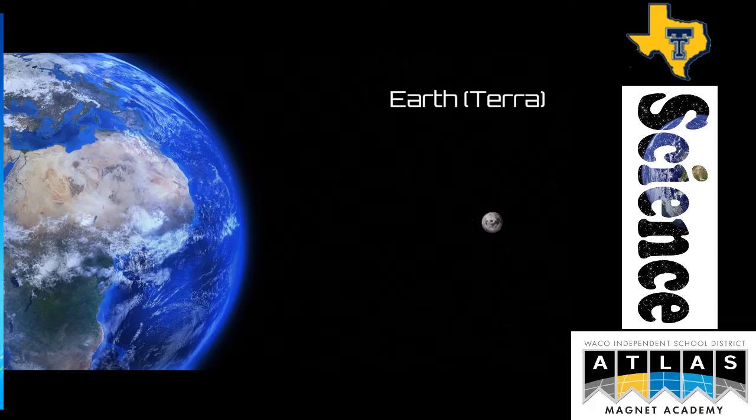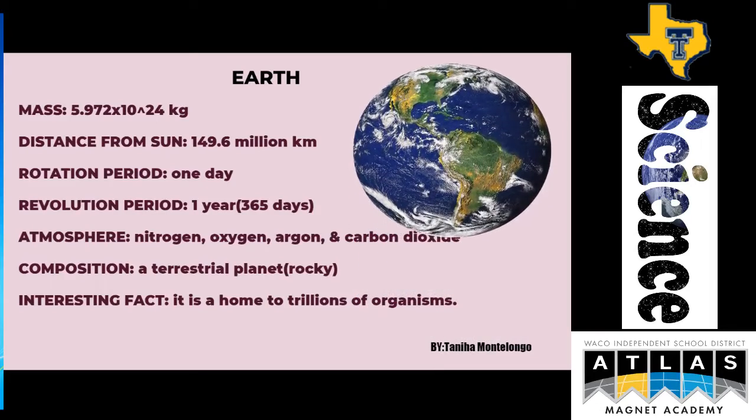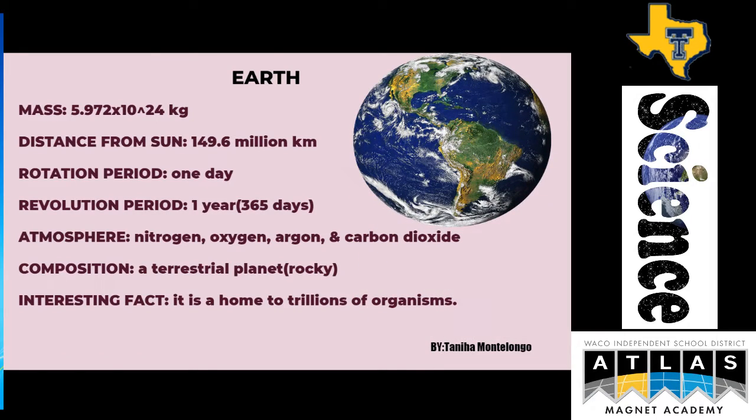Earth, also known as Terra. The mass of Earth is 5.972 times 10 to the 24th power in kilograms. The distance from the Sun is 149.6 million kilometers. Rotation period, 1 day. Revolution period, 1 year. Atmosphere, nitrogen, oxygen, argon, and carbon dioxide. The composition is a terrestrial planet. An interesting fact, it is a home to trillions of organisms.